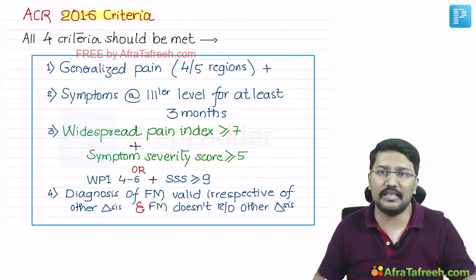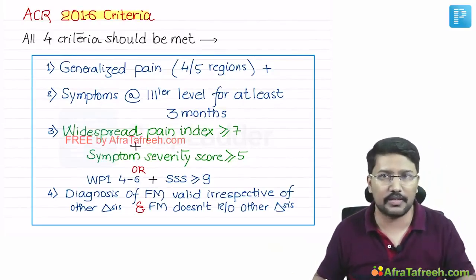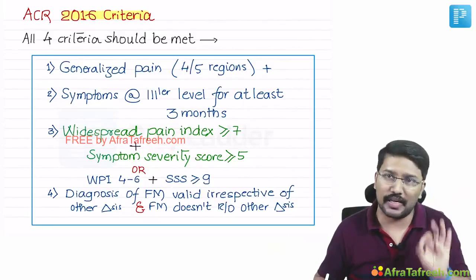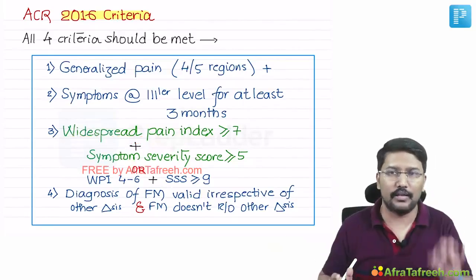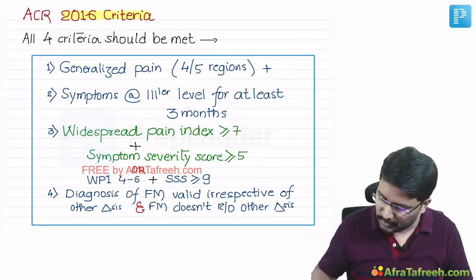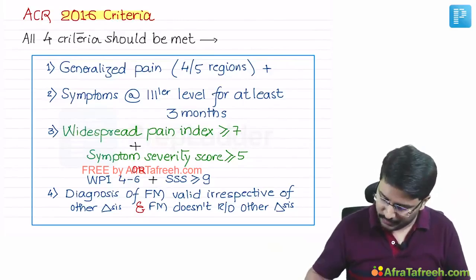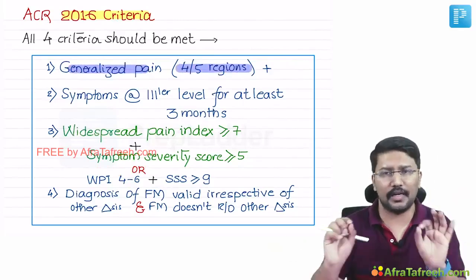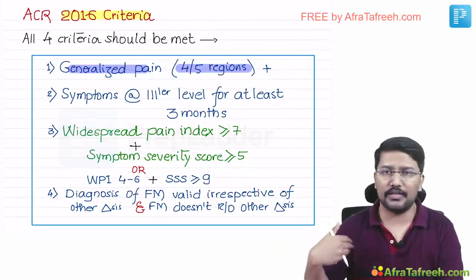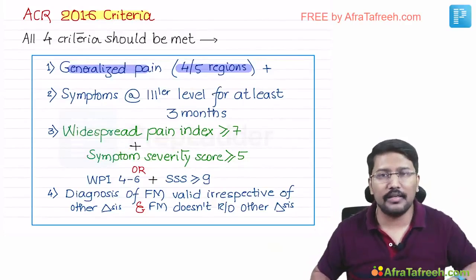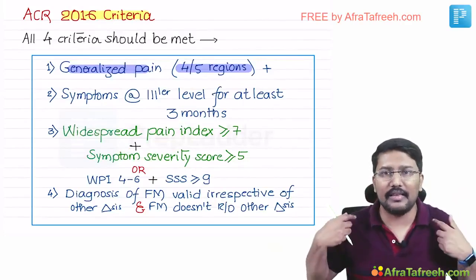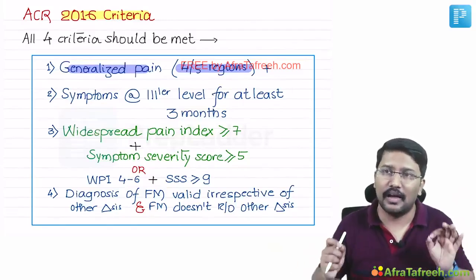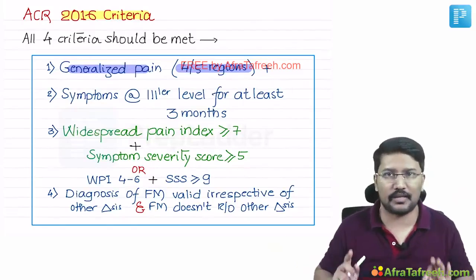So ACR 2016 criteria is what we use for the classification of fibromyalgia now. According to this criteria, there are 4 important points to be satisfied. When all 4 are met, then only we call it fibromyalgia. What are those 4 criteria? The very first one is there should be generalized pain in 4 out of 5 regions. The body is divided into 5 regions, simple to remember: right upper region, left upper region, right lower region, left lower region, and the axial region or the trunk, right? So if 4 out of the 5 regions are showing pain, first criteria satisfied.